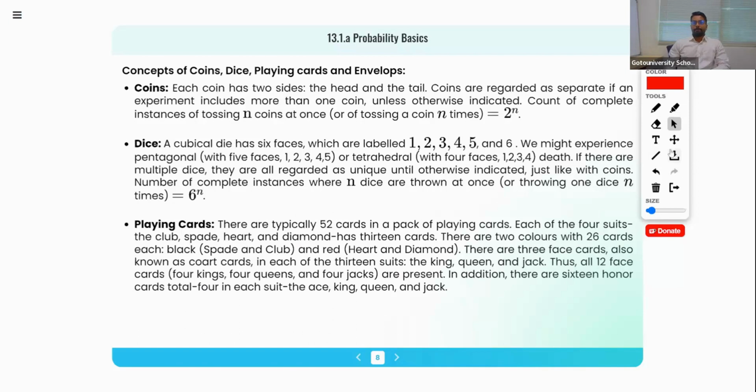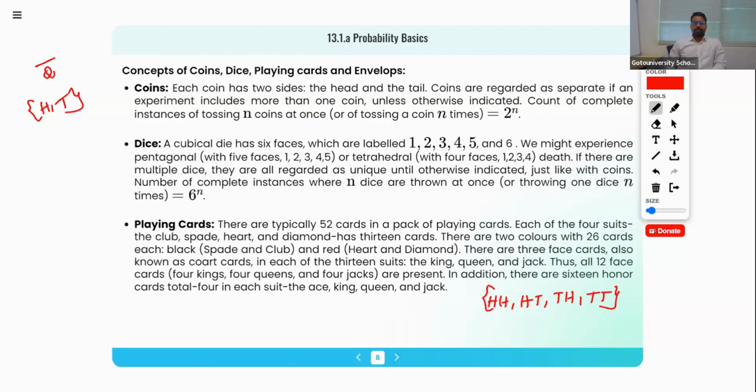Now, coin we understood already. If you throw one coin, the total number of outcomes is 2. What are the outcomes? The sample space: head and tail. If you throw 2 coins, how many outcomes are possible? 4 outcomes. What are the outcomes? Head head, head tail, tail head, tail tail. How many outcomes are there?